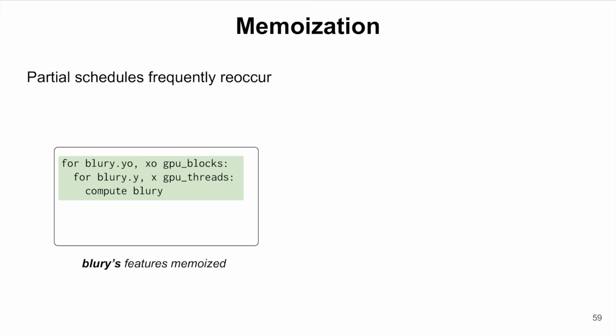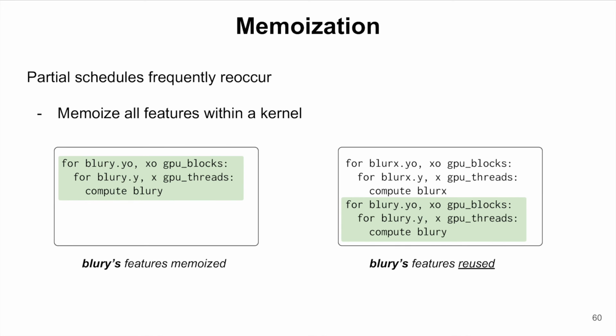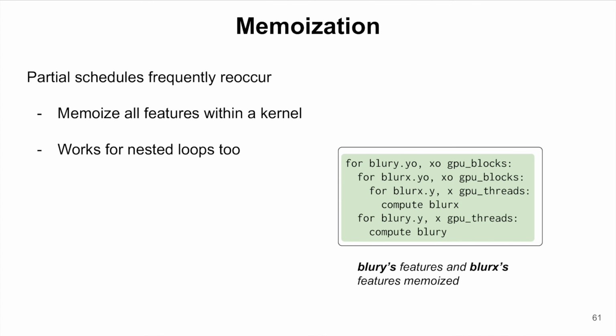During this entire process, many partial schedules frequently reoccur. For example, we might schedule blury in its own kernel and compute its featurization. Then if we were to schedule blurex in its own kernel, we don't want to recompute the features of blury again. So we always memoize featurizations after they are computed and then reuse them. And this includes not just kernels with a single loop nest, but also kernels with nested loops, where in this example, the featurizations for both blury and blurex are memoized together.